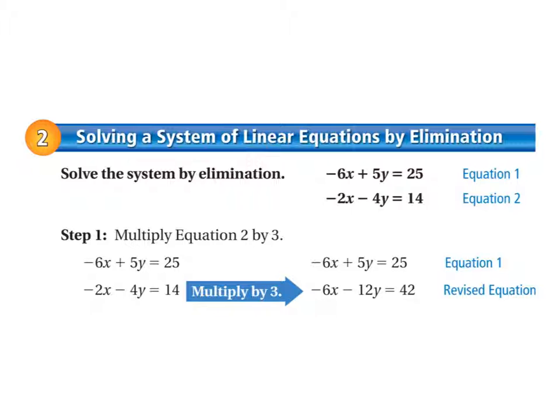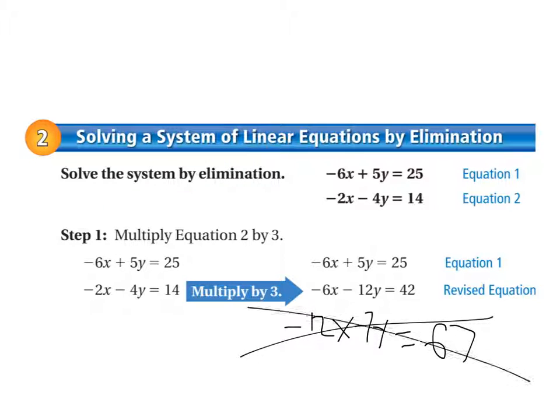With this one, we're going to make sure that we're not going to add these together, because if I add them together, I would get negative 12x and add 5y plus negative 12y. I get negative 12y is equal to 67. And that is not what we want.